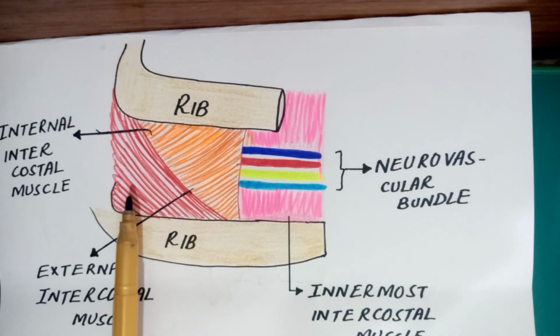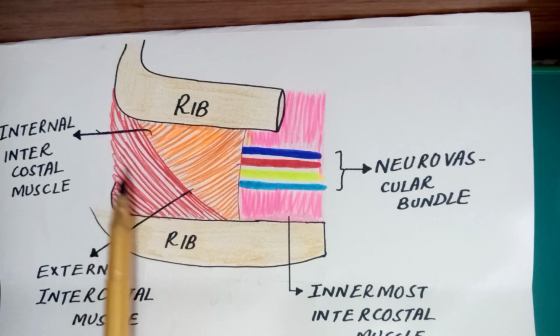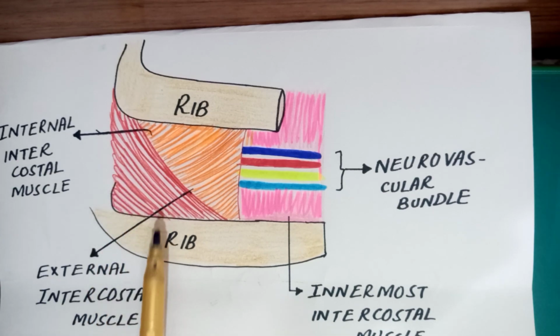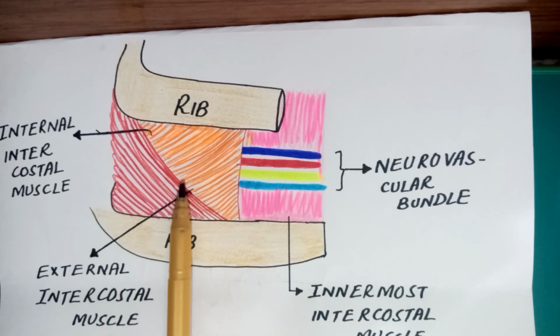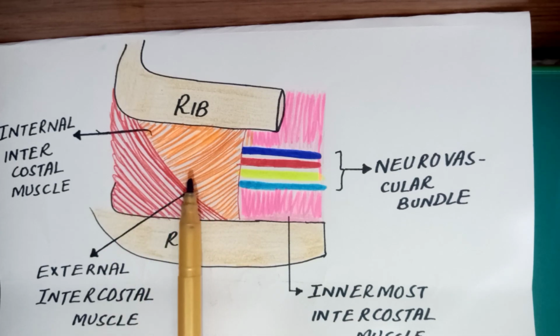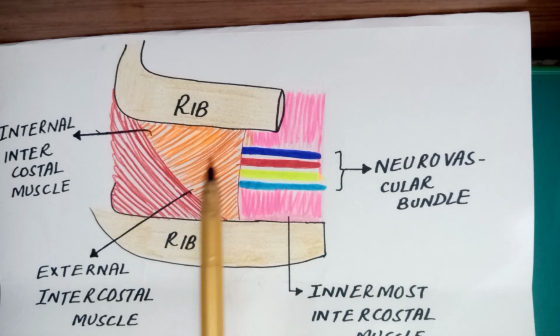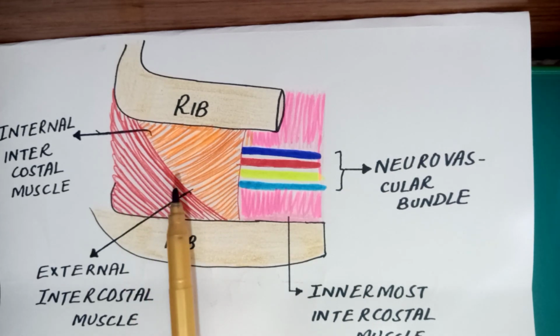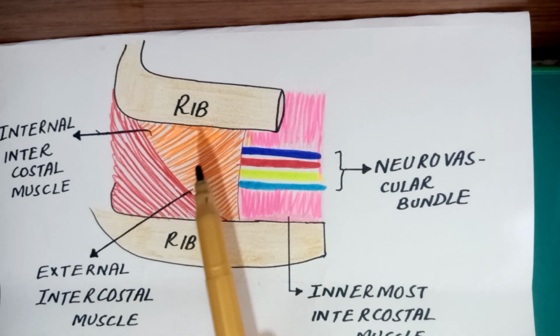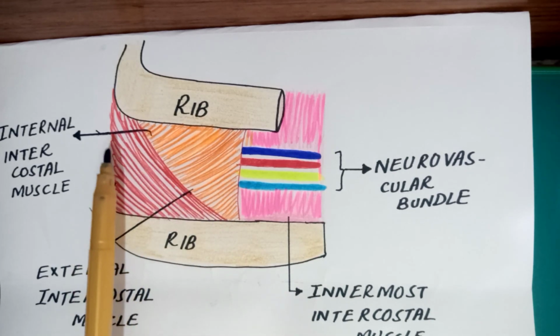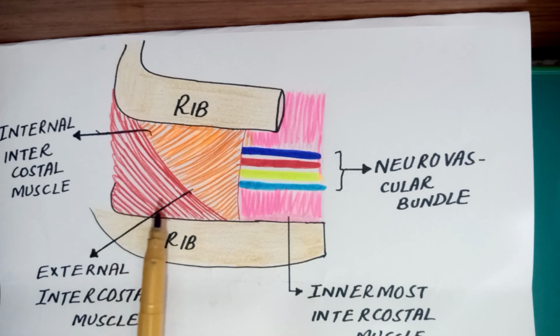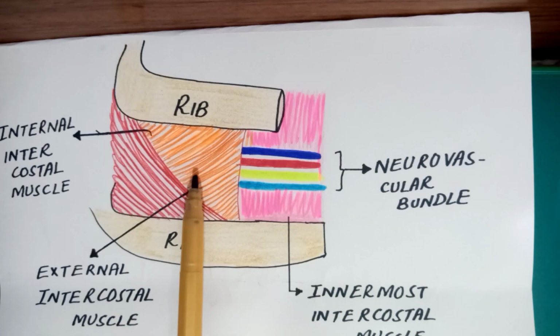The outermost layer is formed by the external intercostal muscle, and these muscles run forward and downward. As you can see here, the direction of the external intercostal muscle is downward and forward. Next to that we have the internal intercostal muscles, which run downward and backward, while the external intercostal muscles run forward and downward. So we have the external intercostal muscle and the internal intercostal muscle.